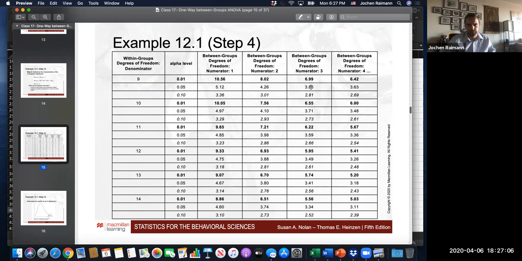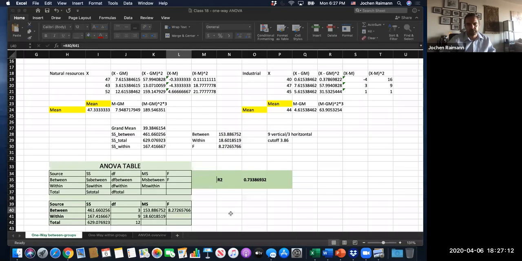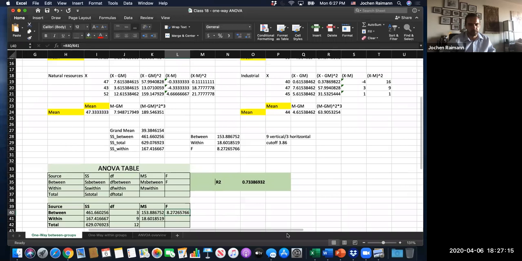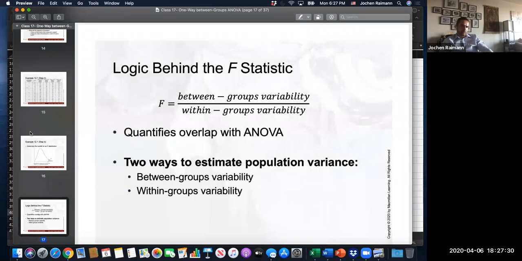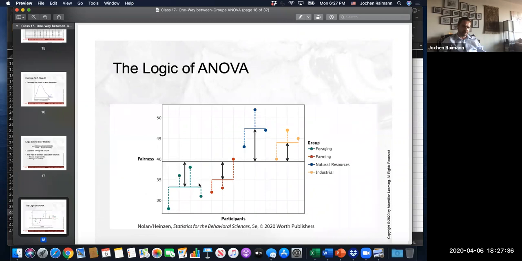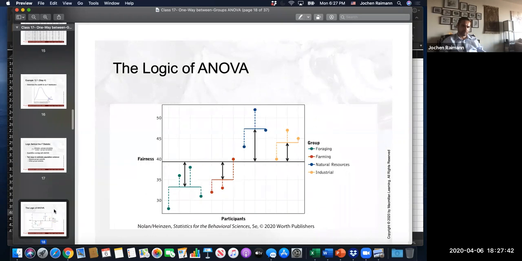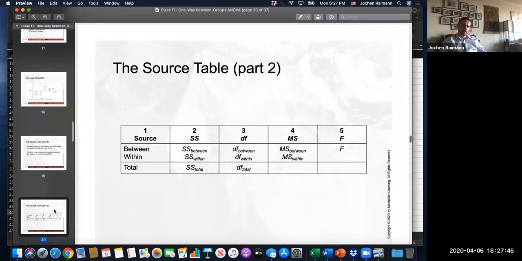We want the alpha level of 5%, which is 3.86. With an F of 8.27, we're rejecting the null. And we know that at least one group is significantly different from the grand mean. So we're calculating the F. We're getting these differences. And each of those groups has variability within, and there's variability between the groups.